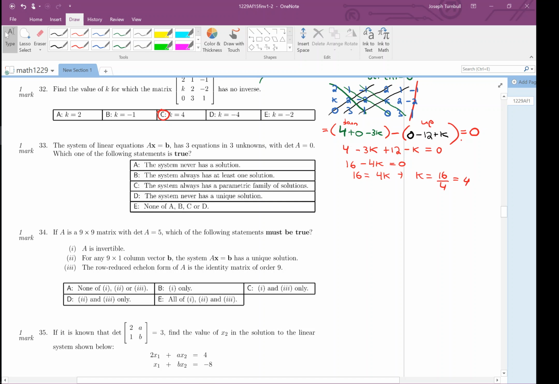Number 33. A system of linear equations, Ax equals b, has 3 equations and 3 unknowns with determinant of A equals 0. Which of the following statements is true? A. The system never has a solution. B. The system always has at least one solution. C. The system always has a parametric family of solutions. D. The system never has a unique solution.